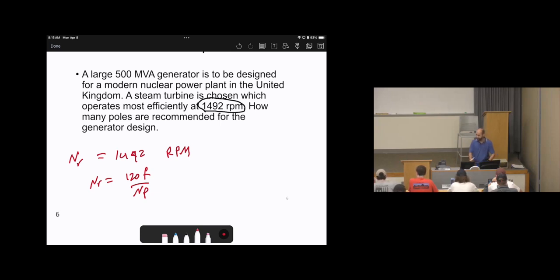What's the frequency? It's not given. Shall I assume it's 60 hertz? Okay. We can say if it's not given, then 60 hertz. But let's read the question a little bit. It says in the UK. In the UK, the frequency is 50 hertz. So we will use a frequency of 50 hertz because it's in the UK. That's why I use it. Other than that, if there is no information, I will use 60 hertz.